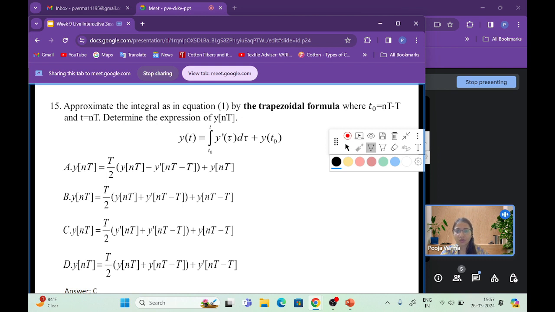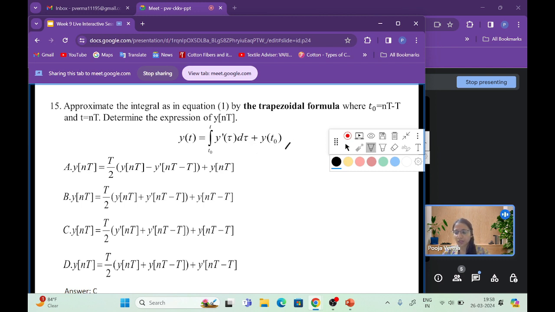Now, moving to the next question. The approximate integral as in equation 1 by the trapezoidal formula is given, where t naught is equal to nt minus t, and small t and capital T are given. Determine the expression of y of nt. So equation 1 is given: y of t is equal to y of t naught plus the integral from t naught to t of y dash tau d tau.